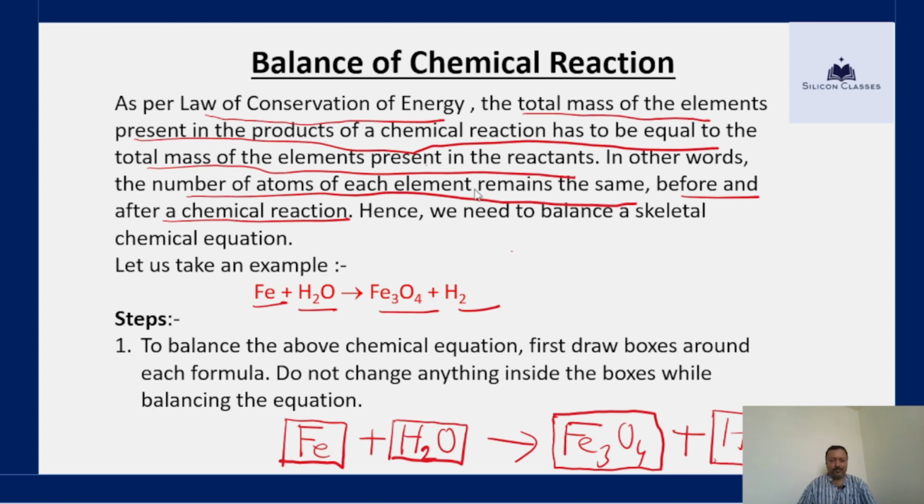Number 1. First, draw boxes around each formula. Here, iron and water are the reactants and ferrous oxide and hydrogen are the products. We should draw a box around both the reactants and both the products like that. All of you are seeing it in the slide.